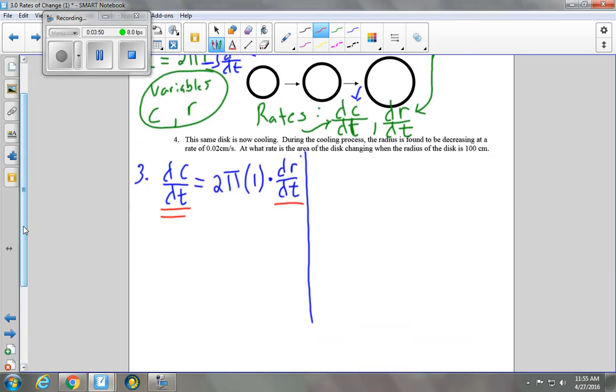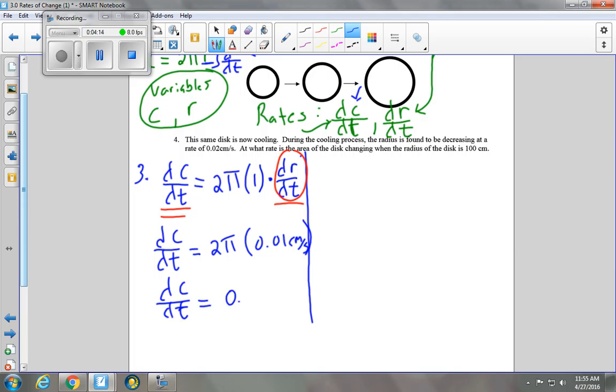So we do know this though. We know this number already, right? They gave it in the question, so we just have to fill in the blanks. So dc over dt is equal to 2 pi times 0.01 centimeters per second. So the rate at which the circumference is changing is going to be 0.02 pi centimeters per second. So that's 3.